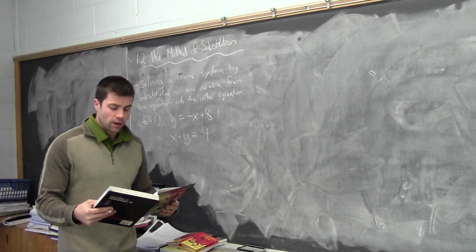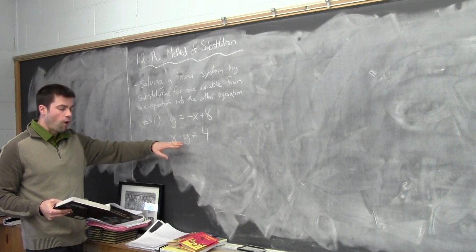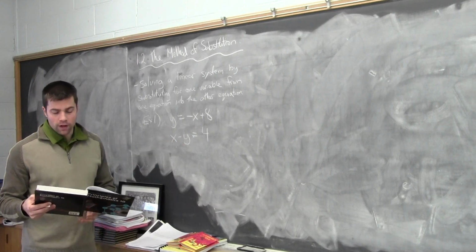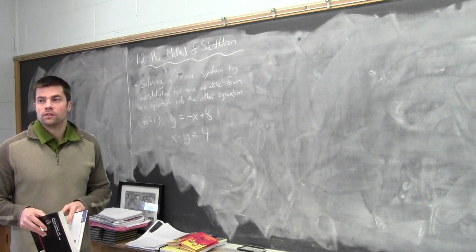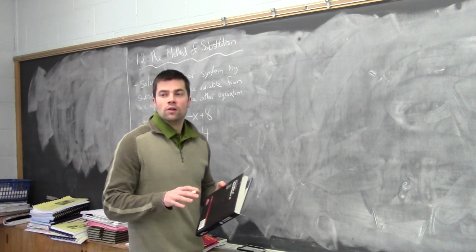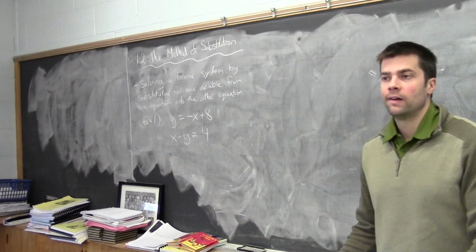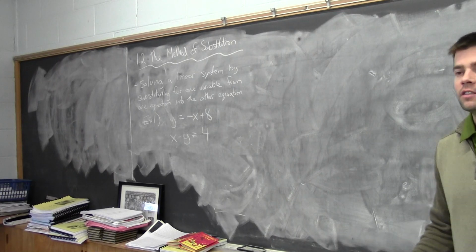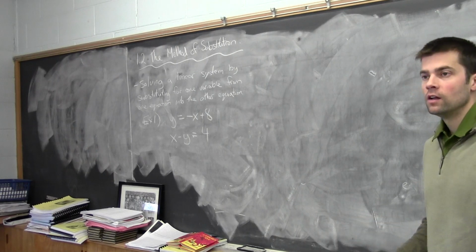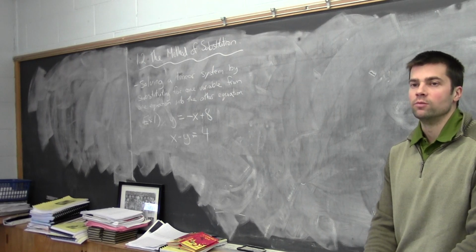The question says the lines y equals minus x plus 8 and x minus y equals 4 intersect at right angles. Find the coordinates of the point of intersection. First of all, does it matter to me that they intersect at right angles? Connor, what do you think? You think that's important to know? Sounds important. Definitely sounds important.